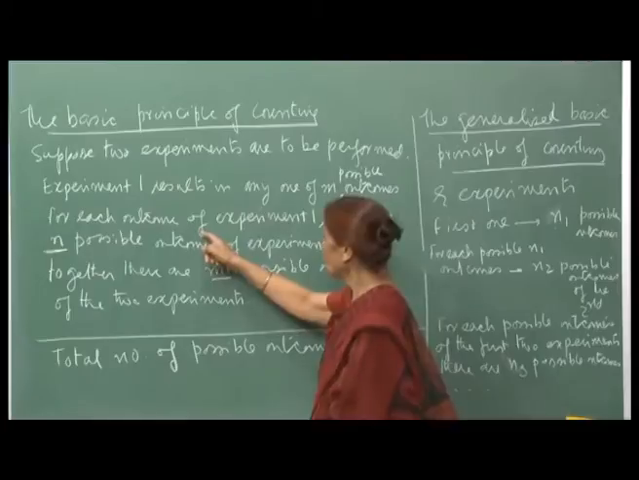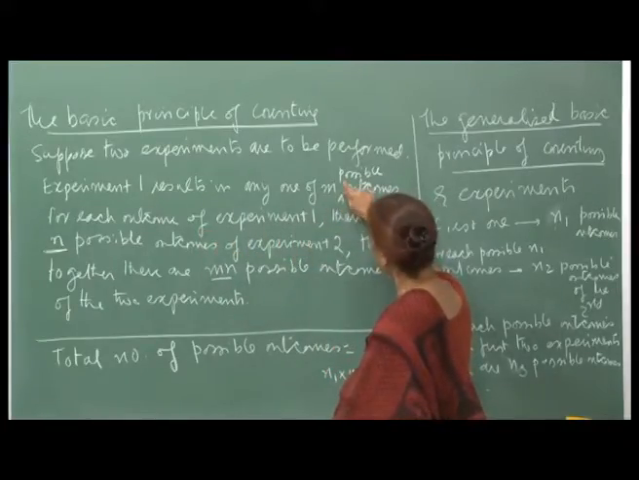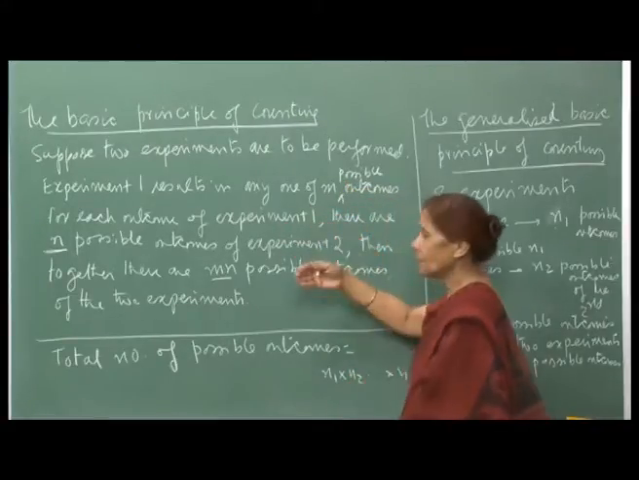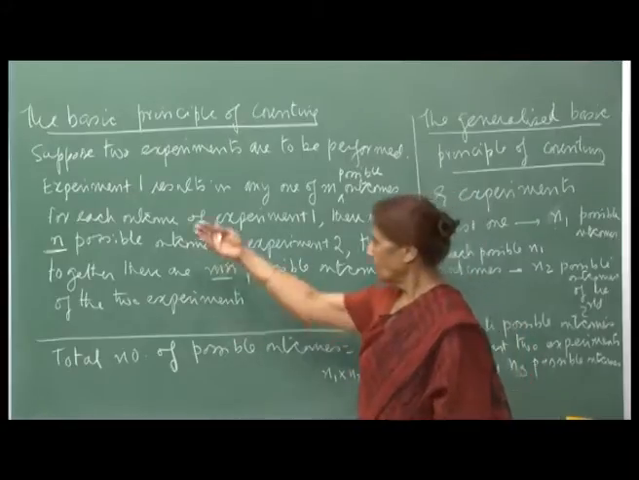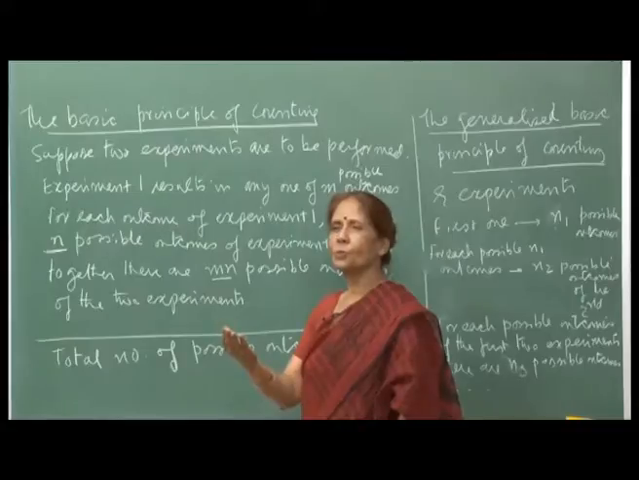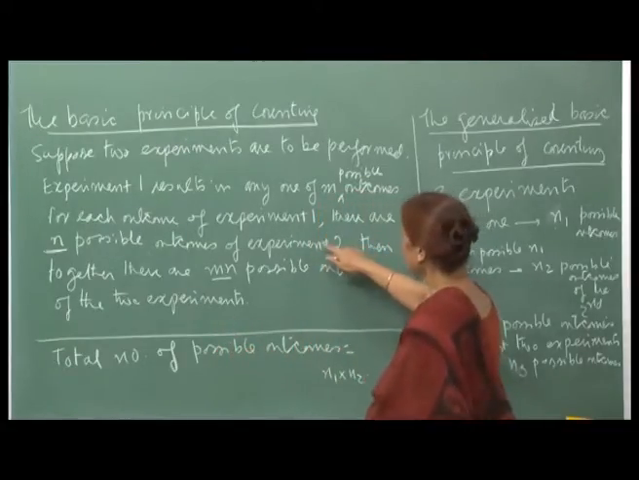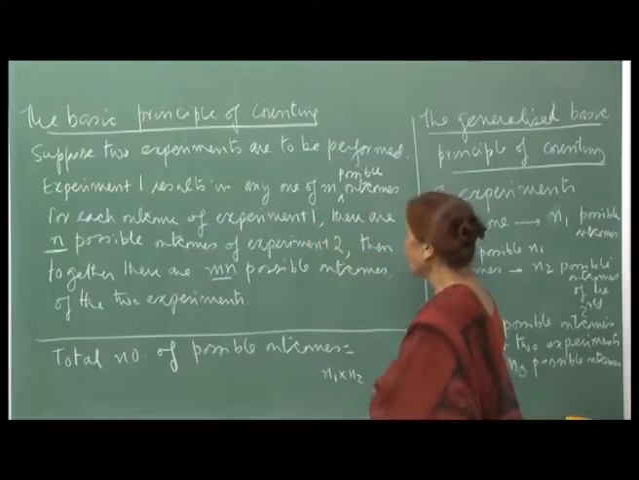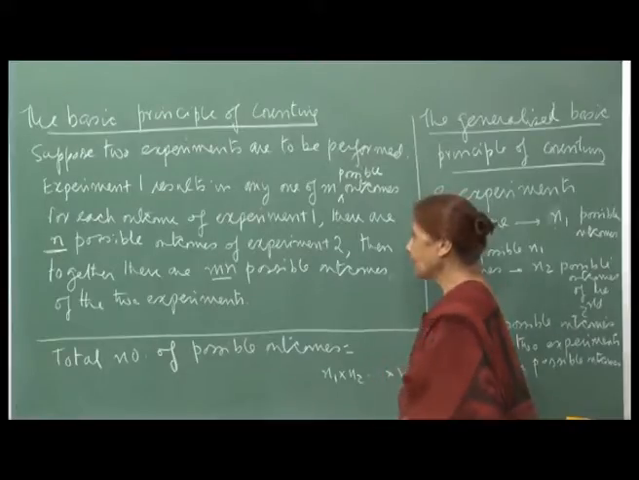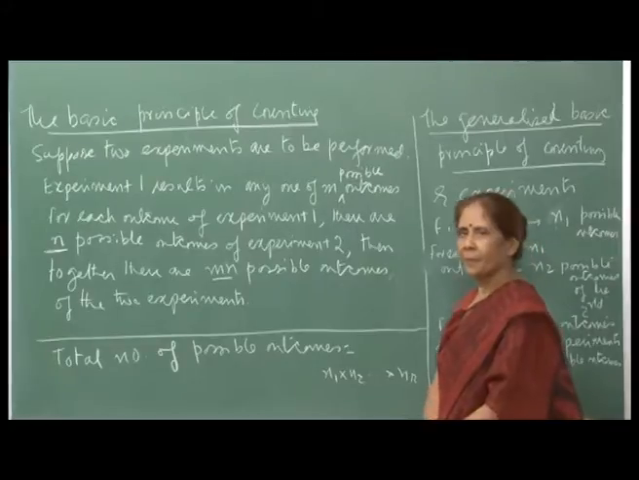Now, for each outcome of experiment 1, that means for each of the m possible outcomes here, I want to know what are the possible outcomes of the second experiment. In that example, the mother had 2 children, so it could only be one of the 2 children who could be chosen as the child of the year. So, now we will say that if for each outcome of experiment 1 there are n possible outcomes of experiment 2, then together there are mn possible outcomes of the 2 experiments.